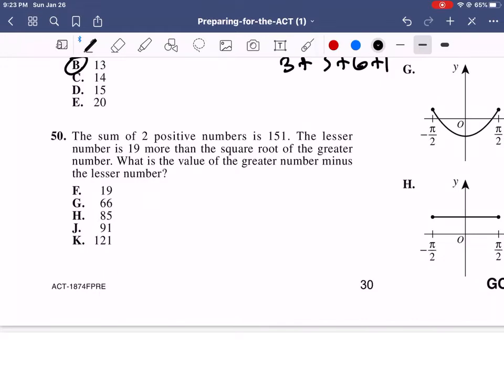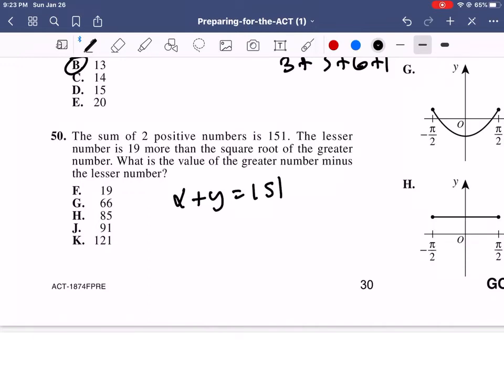The sum of 2 positive numbers is 151. So x plus y equals 151. Oh, this one, I hate this one. This is the one that's gonna take you like 10 minutes to solve, I swear. It is so dumb. It's not dumb, it's so time consuming. Okay, I'm not looking forward to this. I looked through this and this one seems easy. No, it's not easy. x plus y equals 151.